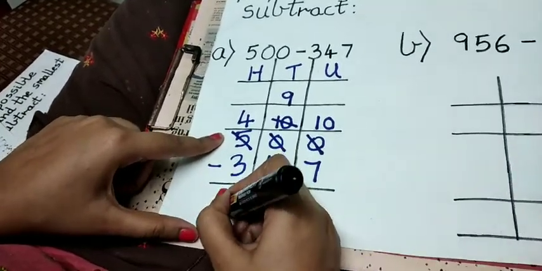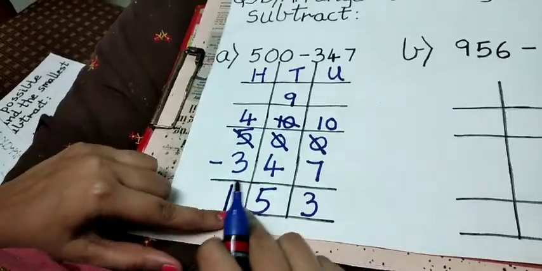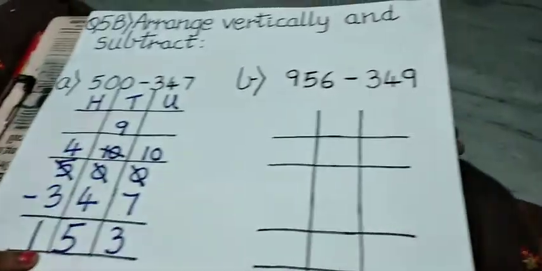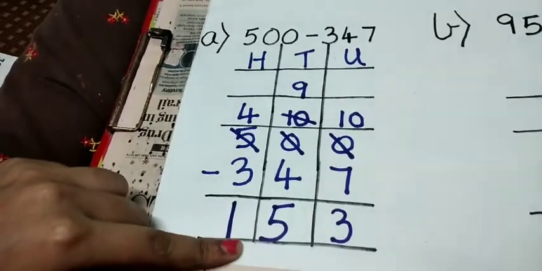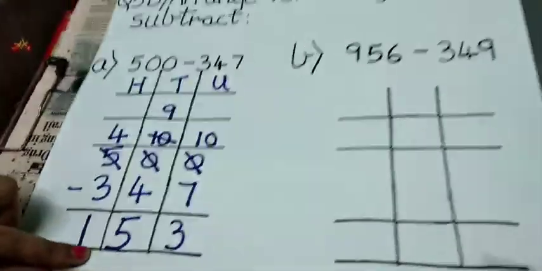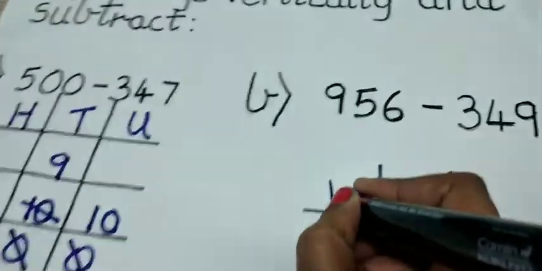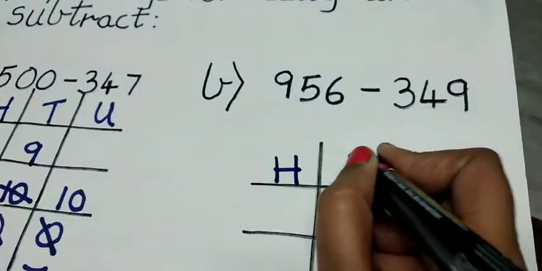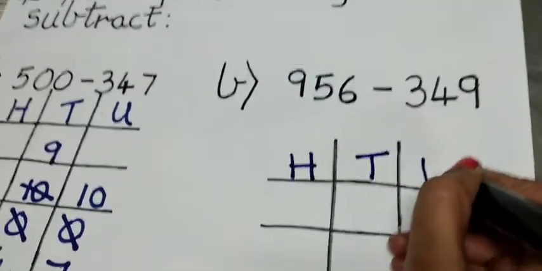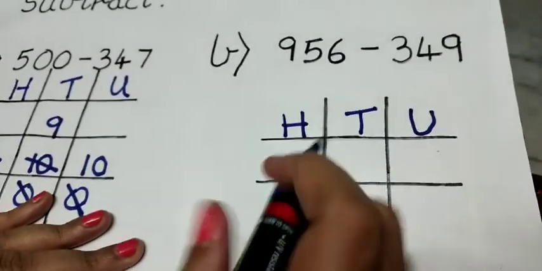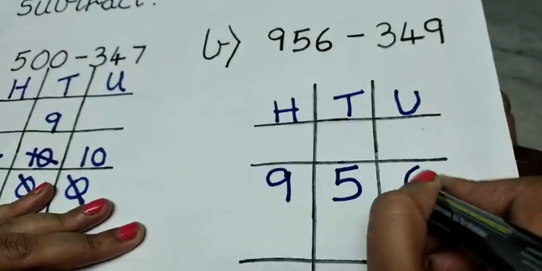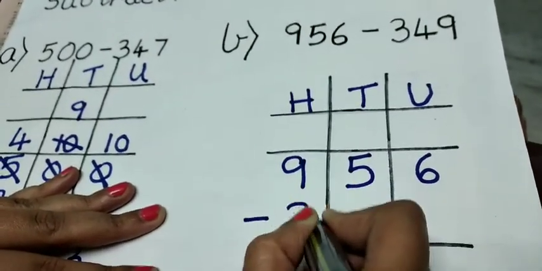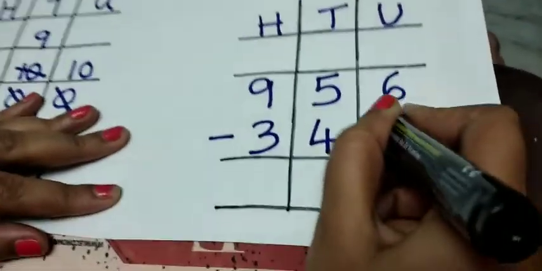Okay. So this is how you do the sum. This is how you do a sum which has two zeros. The next sum: write H, T, U. Write the first number 956 minus 349.